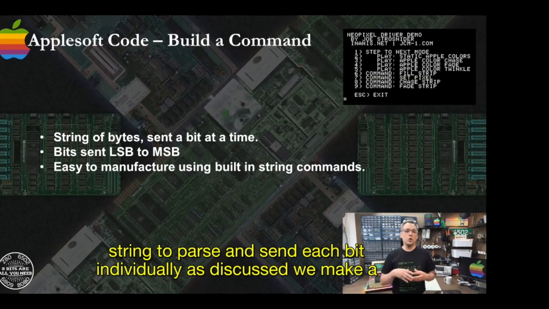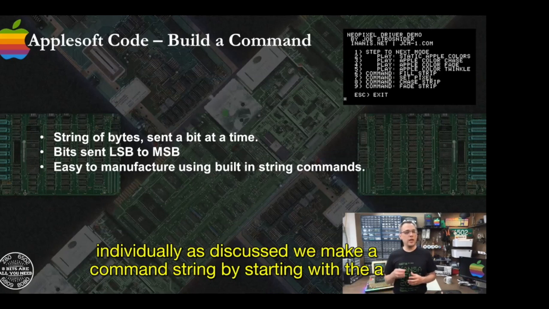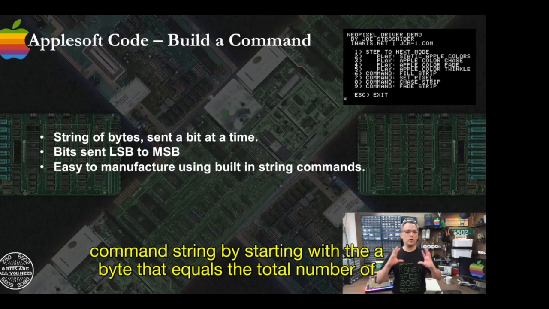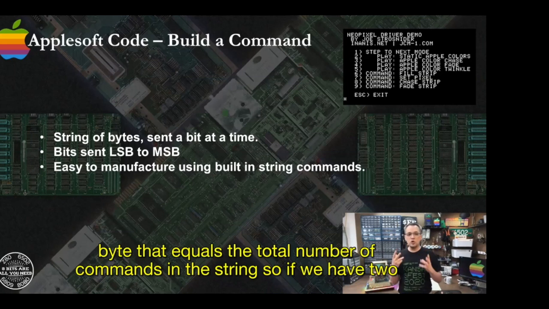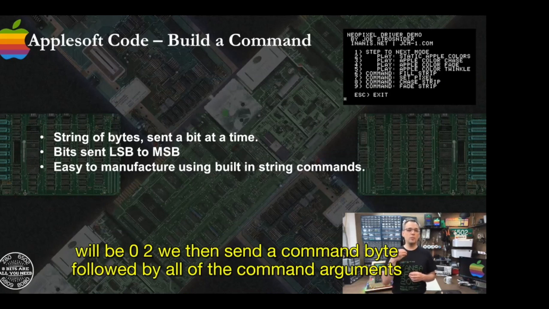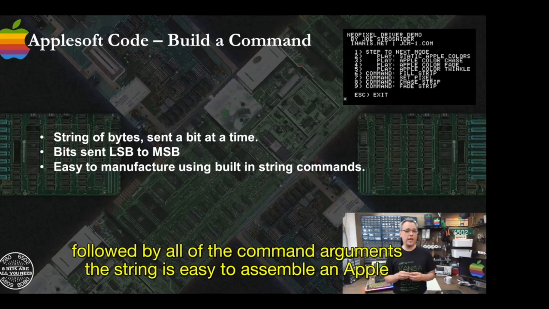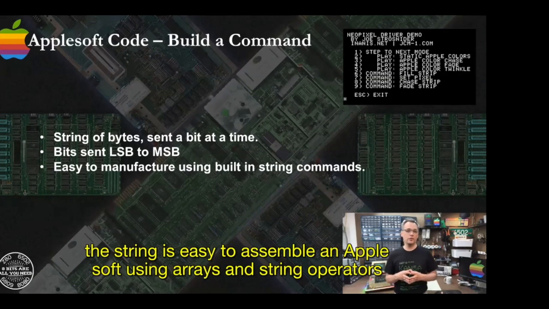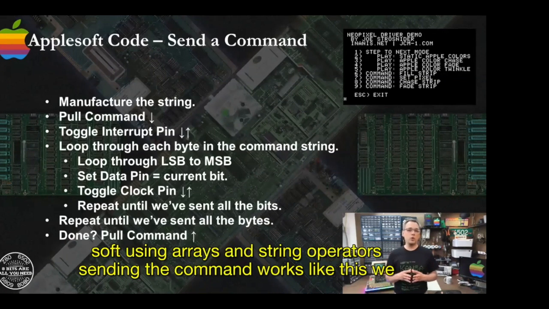As discussed, we make a command string by starting with a byte that equals the total number of commands in the string. So if we have 2 commands in the string, the first byte will be 02. We then send a command byte, followed by all of the command arguments. The string is easy to assemble in Applesoft using arrays and string operators. Sending the command works like this.